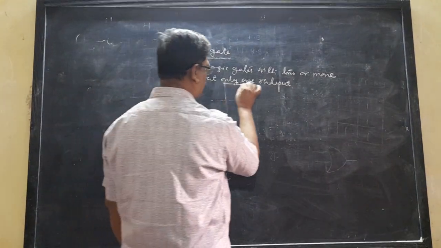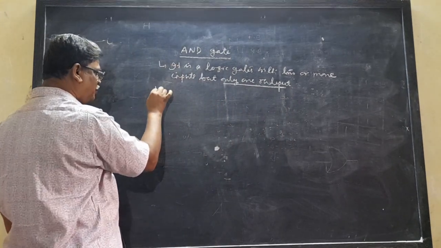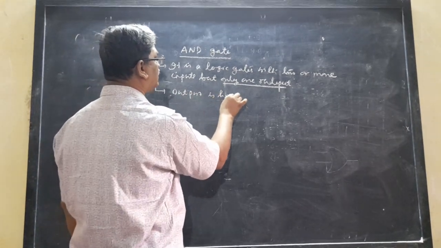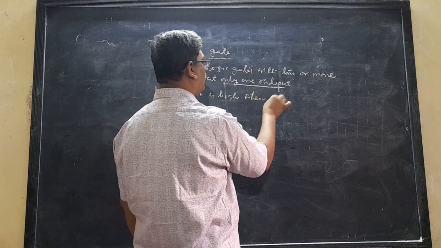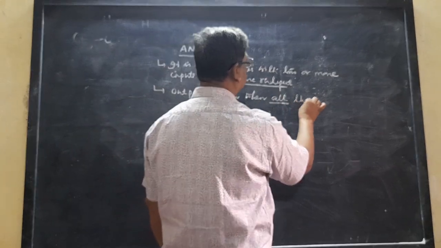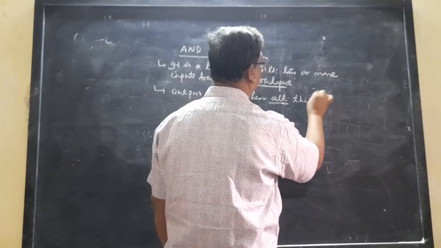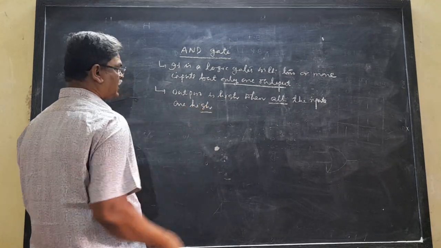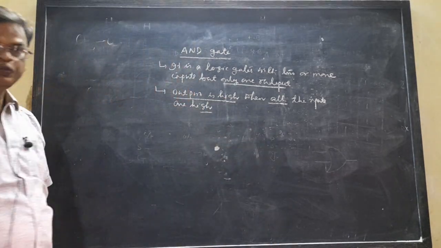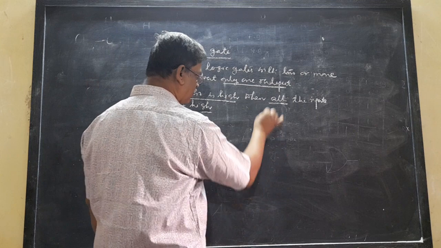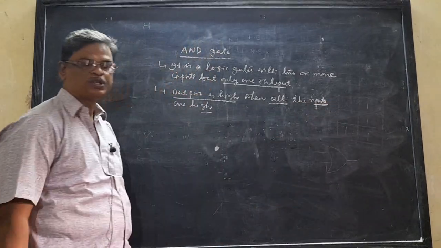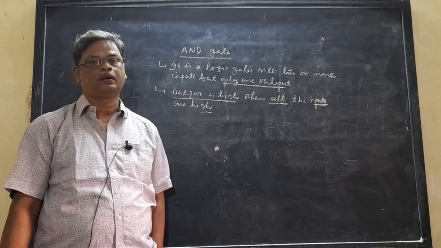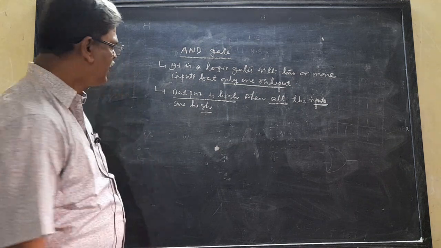And this output is high only when all the inputs are high. If output is high, the only possibility is that all the inputs are high. So if all the inputs are high, the output of this gate will be high, otherwise it will be low. Clear? Now let us see the circuit symbol.